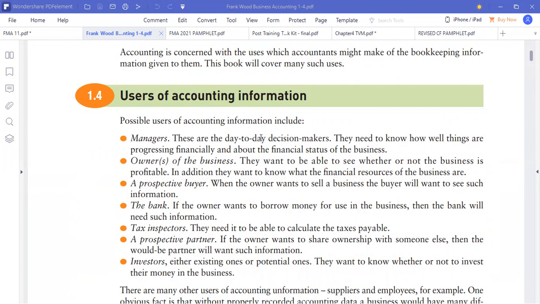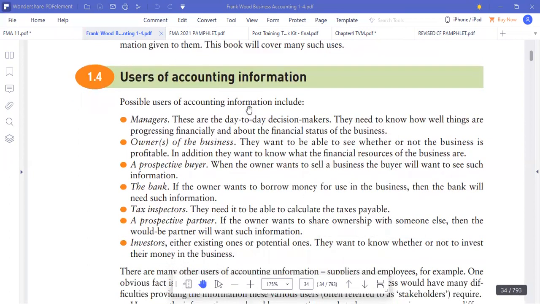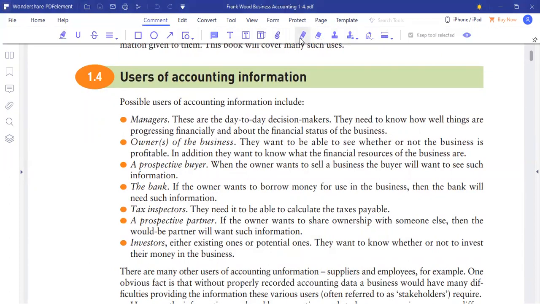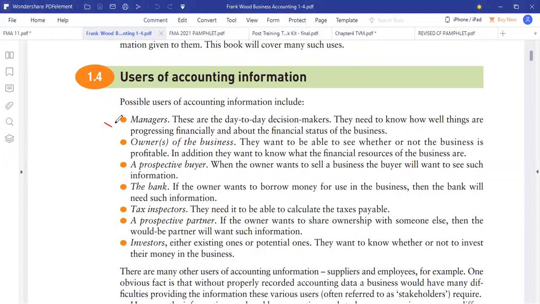So there are users of financial accounting information that we need to know. I shared this book with you, which is by Frank Wood, very important. It will help you on a number of issues. So we need to understand the stakeholders of financial accounting information. They are what we call managers. These ones are privy to this knowledge because they're the ones that do the day-to-day decision making.